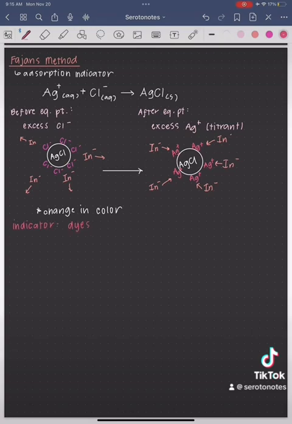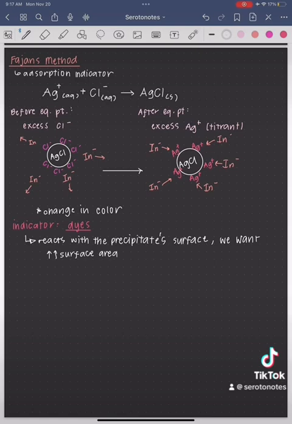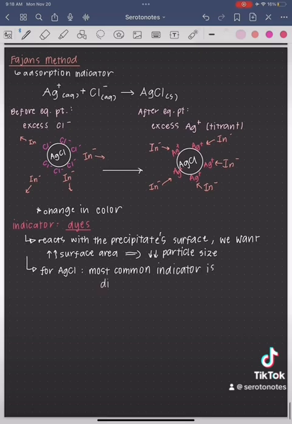The indicators we use for this type of titration are weakly acidic dyes. Since our indicator reacts to the precipitate surface, we want a high surface area, which means our particle size must be small enough. For silver chloride precipitate, the most common indicator is dichlorofluorescein. This dye is greenish yellow in solution but turns pink when adsorbed to your precipitate.